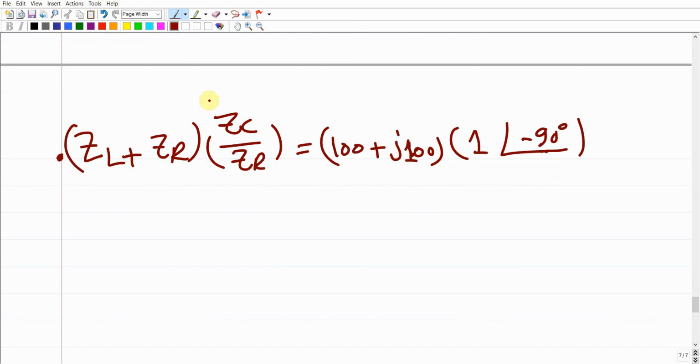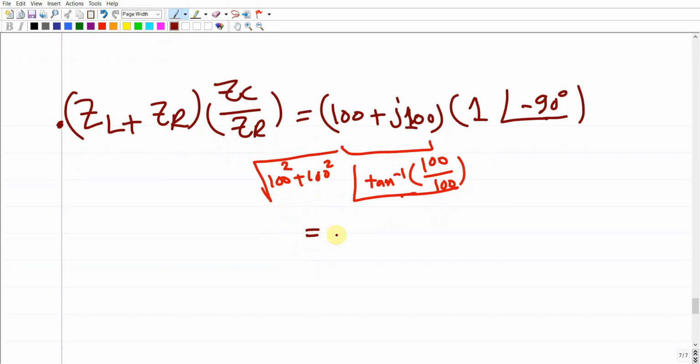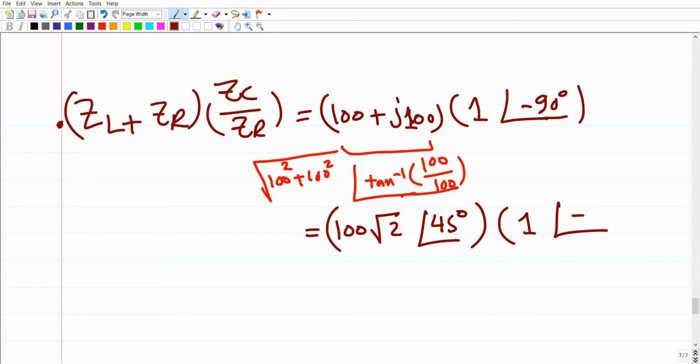So it means that we have to convert this one into its equivalent polar form, which should be the 100 squared plus the 100 squared under the square root. This is the magnitude. The angle should be the tan inverse of the 100 divided by the 100. So this is going to give us 100 square root of 2, which is this term. The angle is going to be 45 degrees. The tan inverse of 1 is just 45 degrees, times 1, and the angle is negative 90 degrees.